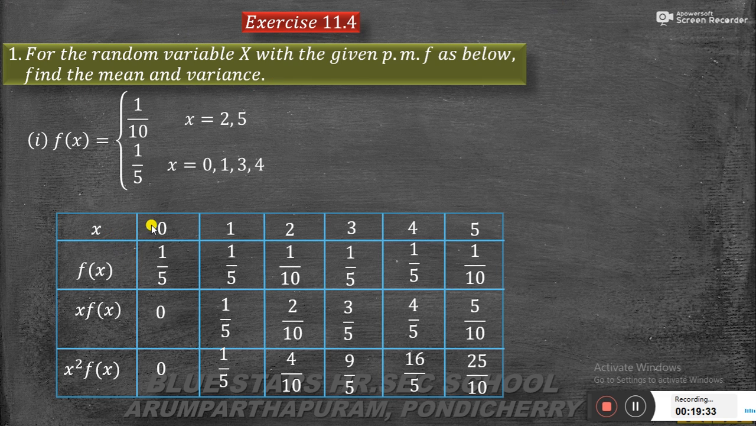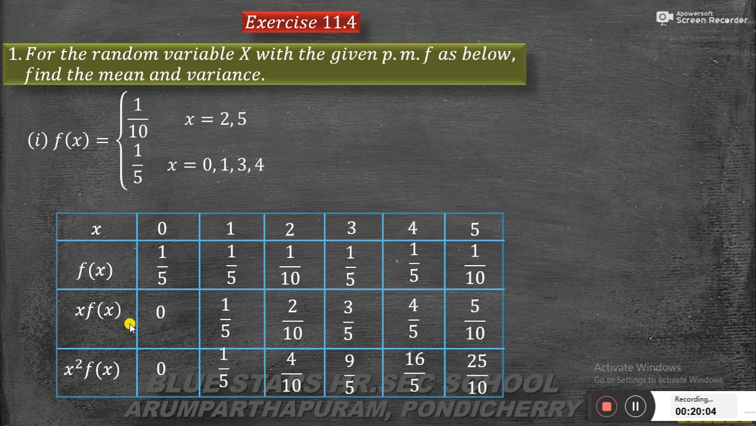So first I write all the x values: x equal to 0, 1, 2, 3, 4, 5. Next I write f of x. For x equal to 0, 1, 3, 4, f of x is 1 by 5. So I substitute: x equal to 0 means 1 by 5, x equal to 1 means 1 by 5, x equal to 3 means 1 by 5, x equal to 4 means 1 by 5. Next, x equal to 2 and 5: x equal to 2 means 1 by 10, x equal to 5 means 1 by 10.